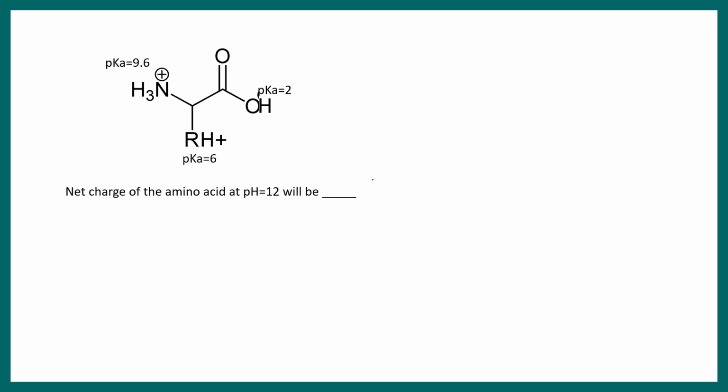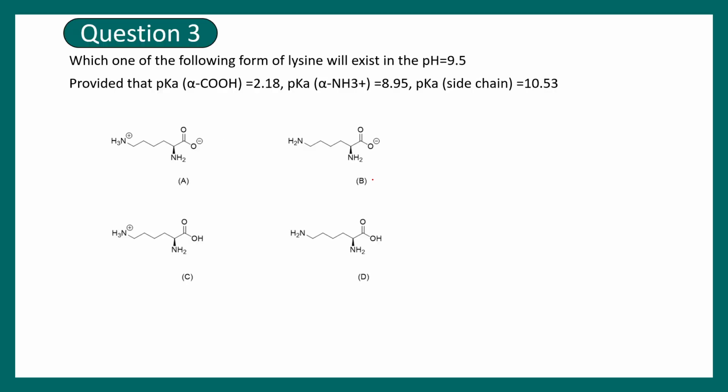Okay, great. Now you try it yourself and let me know in the comment. The net charge of the amino acid at pH 12 would be dash. Write it in the comment section.